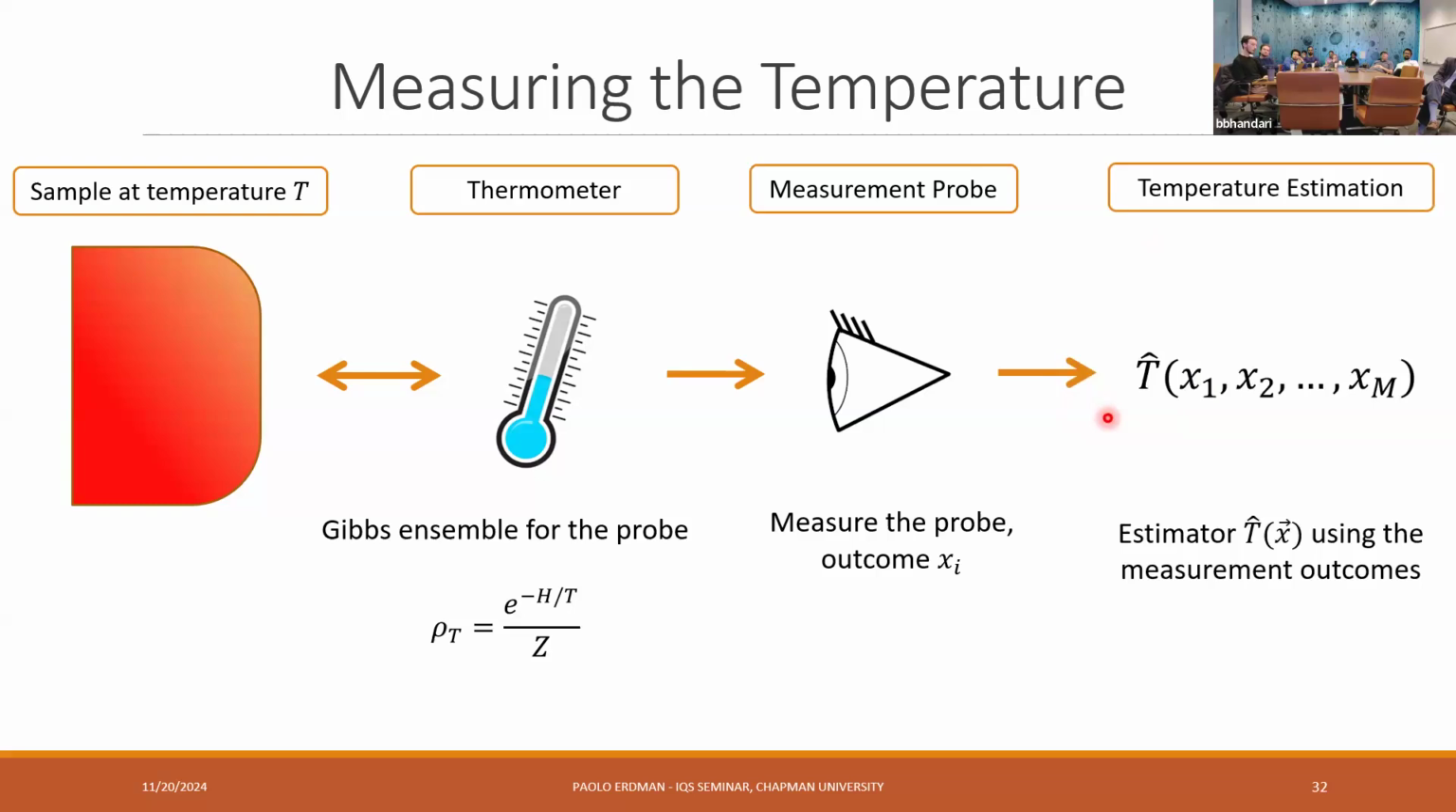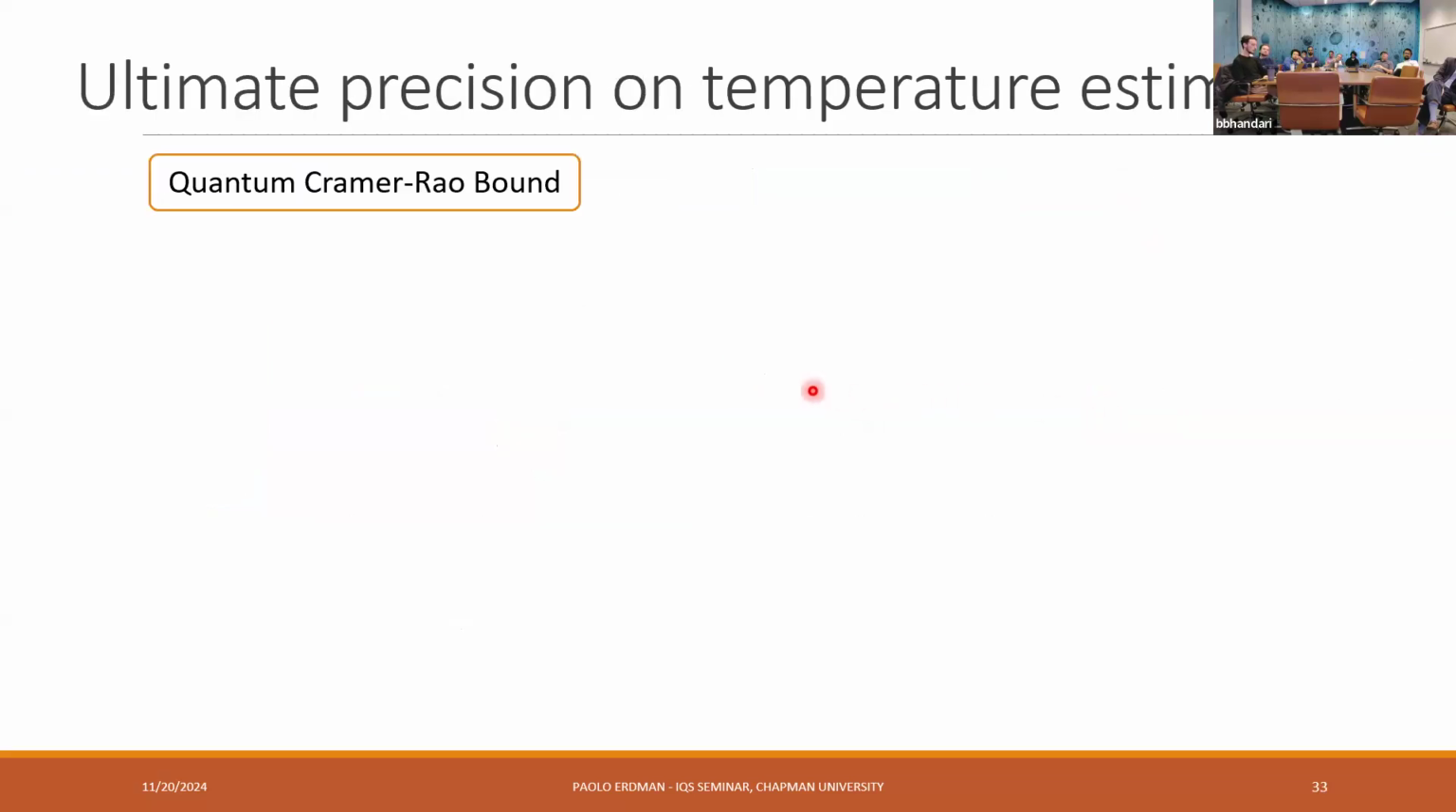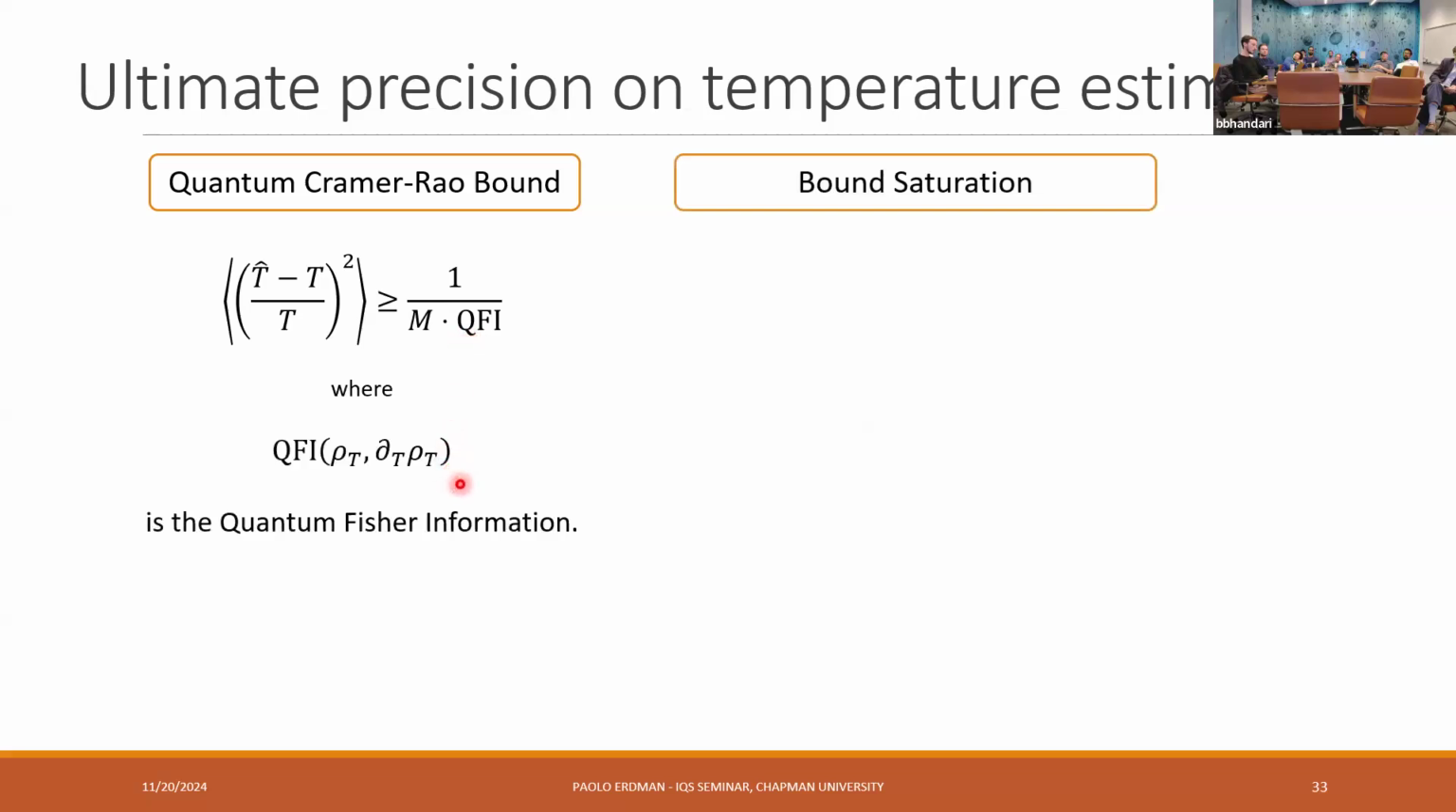And what is known is that the quantum Cramer-Rao bound tells us the ultimate bound on the precision of the best estimator you can build doing the best quantum measurements on your system. So this M here is the number of measurements you do, and this is telling you that the precision of your estimator is lower bounded by this quantum Fisher information, which is a property of the system. And the question is, how do we saturate this lower bound on the precision?